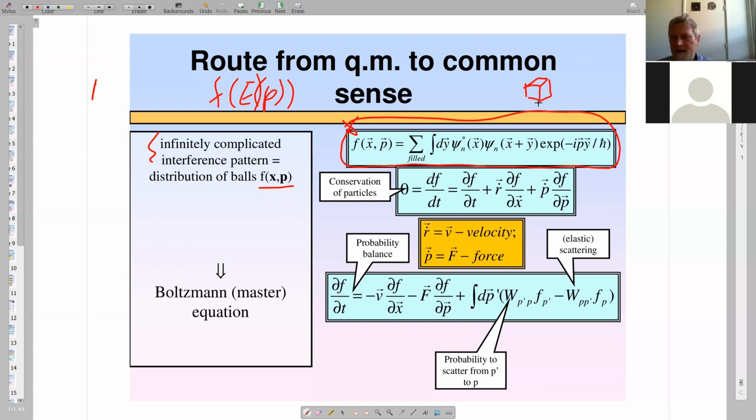So the number of particles in a small element of this 6-dimensional space is always constant, but the element itself moves in time. So from the total derivative, we get to write partial derivatives. And that's what conservation of particles gives us. Let us see. So there is a time derivative. So this is an evolution equation.